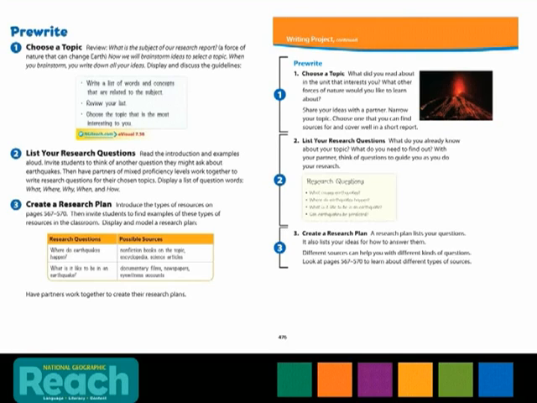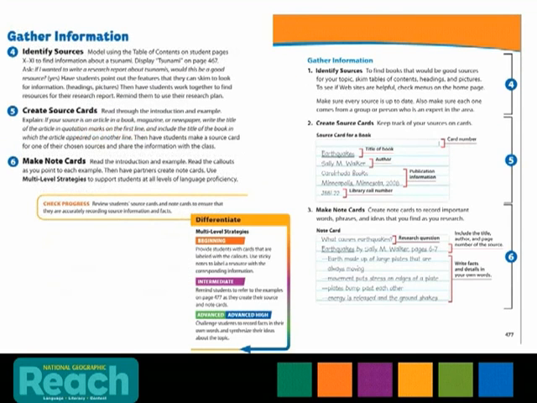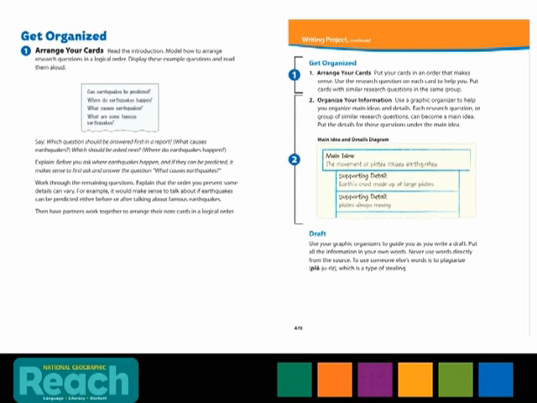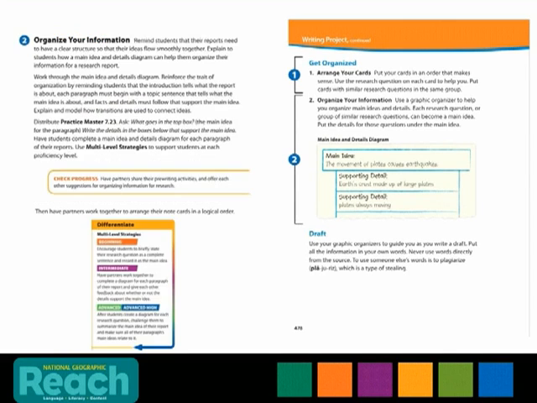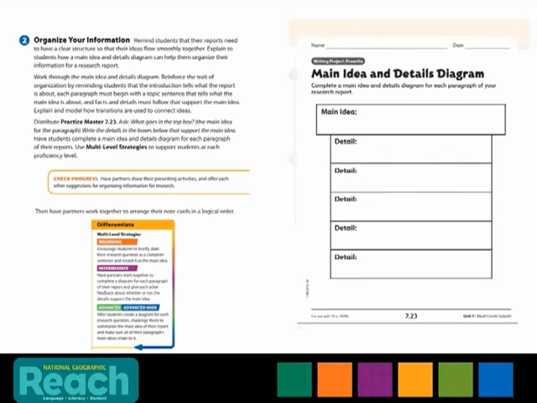Next, you will begin the pre-writing process by choosing a topic, listing your research questions, and creating a research plan. Students will then have the opportunity to gather information about the topic they've chosen by identifying their sources, creating source cards, which are used to help students keep track of their sources, and making note cards, where students can trap important words, phrases, and ideas that they find as they research. The next step before students begin writing the first draft is to get organized, modeling how students can arrange their note cards in a logical order, followed by how to organize the information in their report so that there's a clear structure. Here, students will use their practice book to create a graphic organizer that will help them to organize the main ideas and details of their report.